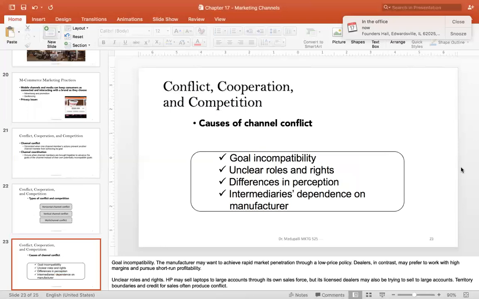Unclear roles and rights. Each of them needs to have specific rights. What are the boundaries? Where can I sell, what can I sell, is a kind of limitation. This is especially prevalent in the franchising industry. If you're setting up a branch for Edward Jones, you need to have this space, you need to have a region. Or you're setting up a branch for Dunkin' Donuts. You're buying this franchise, so you are expecting an area, a square mileage, where no other Dunkin' Donuts is going to come.